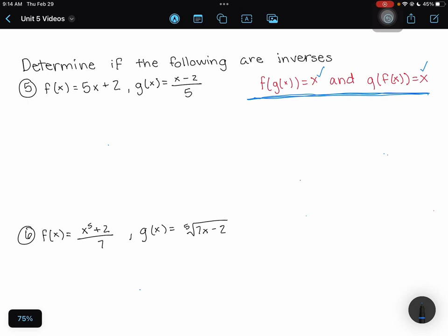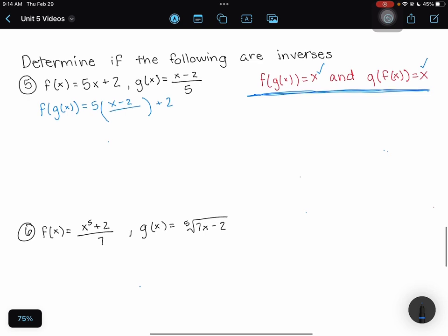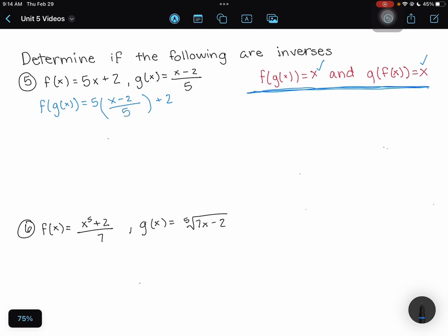So first, I'm going to start by doing f of g of x, which means I'm going to take my f function. Everywhere I see an x, I leave a space, and then I'm going to put my g function inside of it. And then I'm going to simplify. So the 5's cancel out. I have x minus 2 plus 2. 2's cancel out, and I'm left with x. So that's a good place to start.